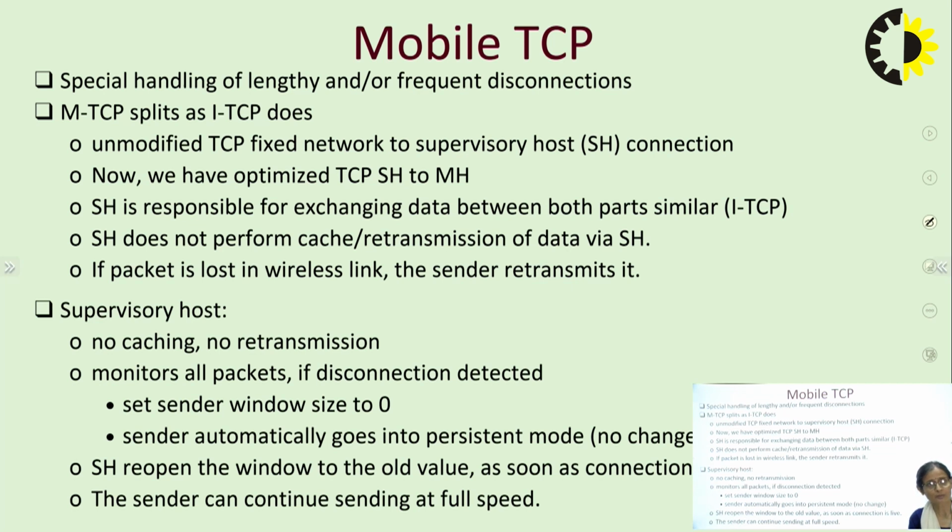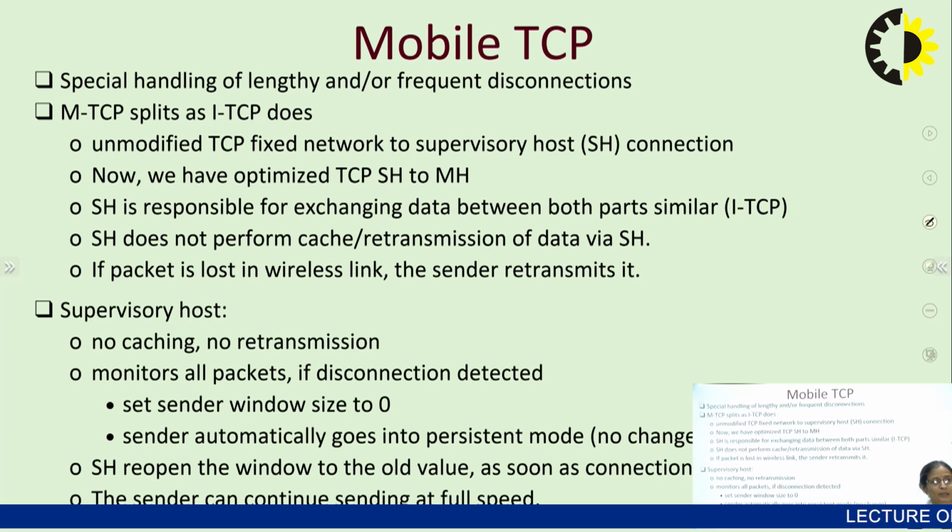SH is responsible for exchanging the data between both parts, similar to I-TCP. That is, instead of FA, we have SH in the case of mobile TCP. SH does not perform caching or retransmission of data. If a packet is lost on the wireless link, the sender retransmits it. What's the role of SH? That is supervisory host. No caching, no retransmission is being done, as we have seen in the case of FA.